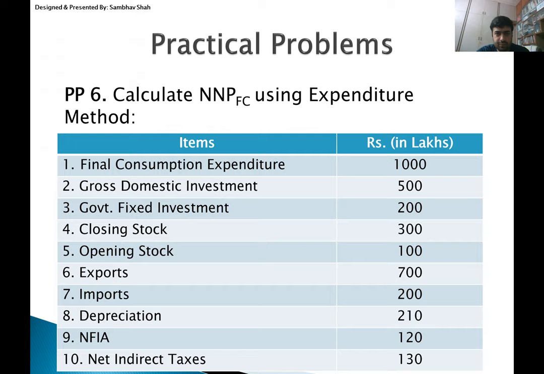Yes, Raj. Sir, might be 2310. You're not sure about it. Fine. Anyone else have an answer? Yes, Himanshu. 1780. Pragati. Sir, NNP at FC 1980. Different answers are coming. Meer, sir, 1710. Still different. Zalak, sir, 1980. A little bit similar. Harshal, sir, 2250.